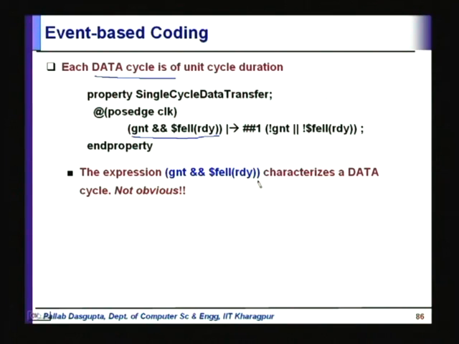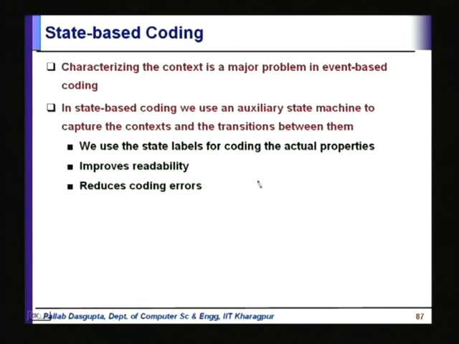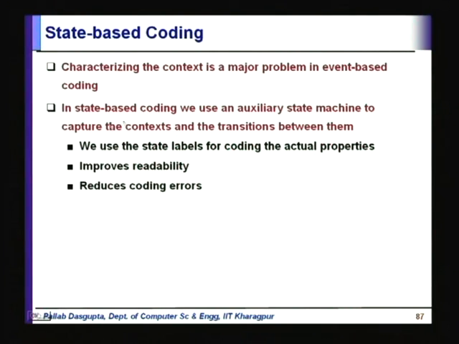So now we are going to look at another style of coding these assertions. We argue that if you have a state machine as a reference, things become much easier. So we are going to use an auxiliary state machine to capture the context and the transitions between them. We will use the state labels for coding the actual properties, which will improve the readability and reduce the coding errors.